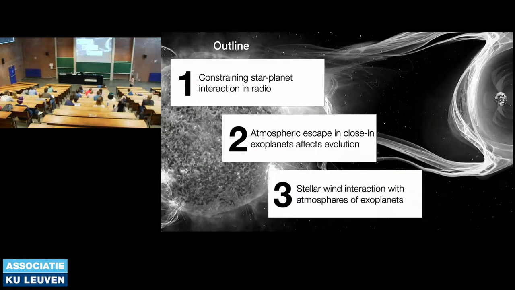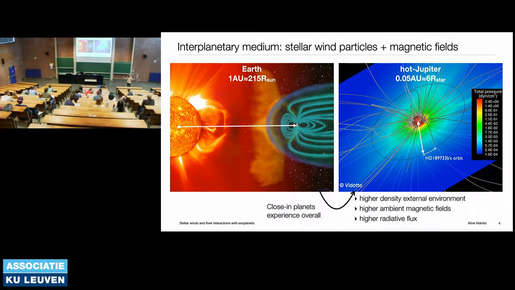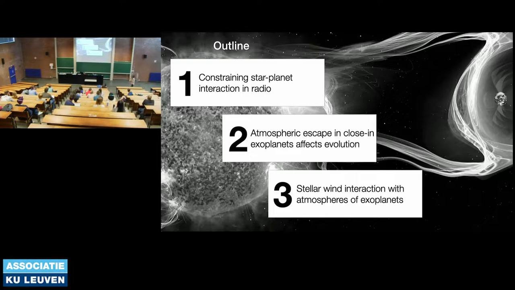Now, if you put the two things together, the harsher environment for close-in planets and the harsher environment of younger stars, you can think that younger close-in planets have a very hard time evolving at the beginning of their lives. So that is the outline of my talk. I'll first talk a little bit about radio emission, and then I'll talk about atmospheric escape. In this part I'll talk more about the stellar wind, in this part more about the escape of the planet, and in this last part I'm going to combine the first two.